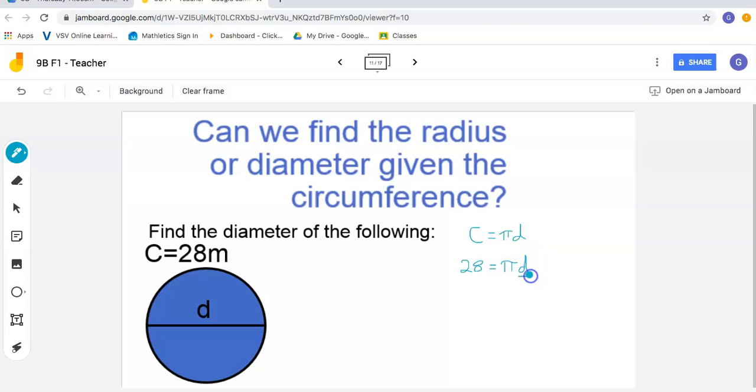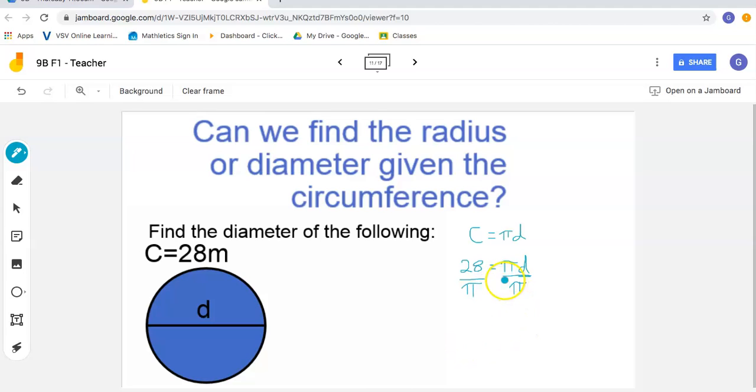Now, because we need to find the diameter, we're going to need to use algebra and rearrange this equation so that we have d, the diameter, on its own. To get d on its own, because it's being multiplied by pi, we do the opposite, and the opposite of multiplication is division. So we're going to divide pi times d by pi. And what you do to one side of the equal sign, you do to the other. So we're also going to divide 28 by pi.